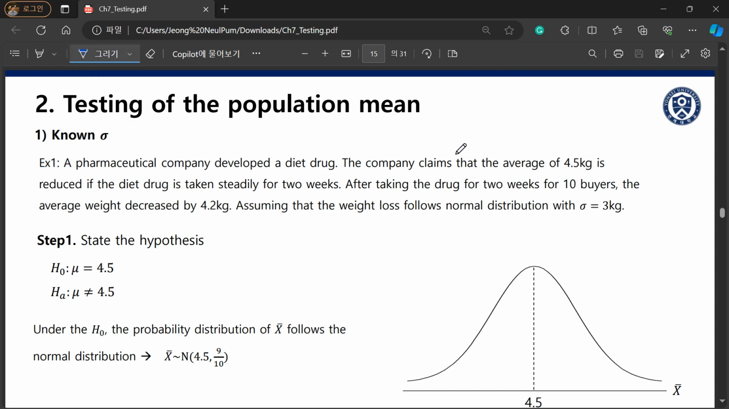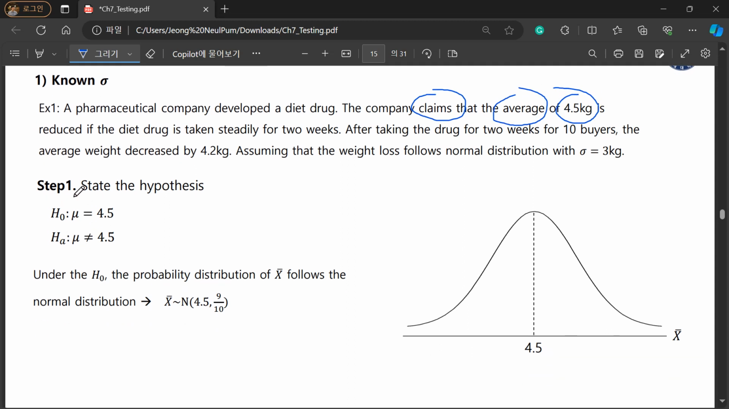The company claims that their population parameter, which is the average, is 4.5. Let's say that we want to reject that hypothesis, and we want to say that no, the population mu is not equal to 4.5. So this is our null and alternative hypothesis.